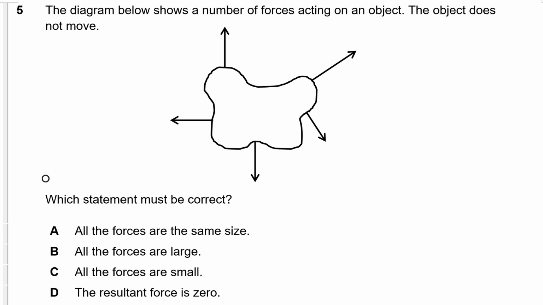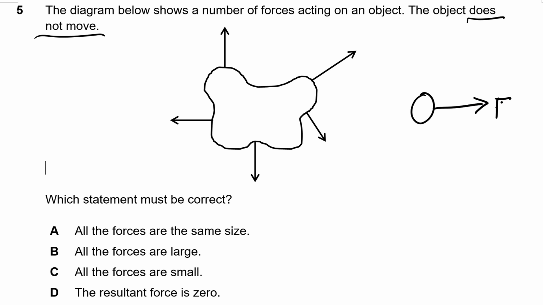Right, in this question, it says that there are a number of forces acting on an object, but the object does not move. So, what statement is correct? Now, you see, whenever you have a force acting on an object, so this is the force. In this case, the force is acting to the right, so the object will be moving to the right.